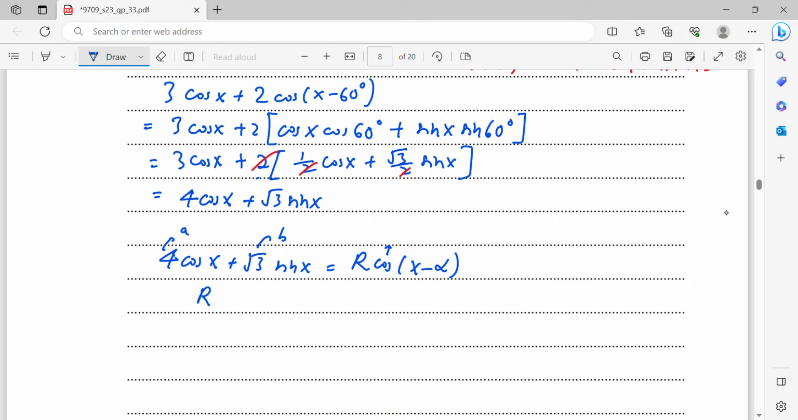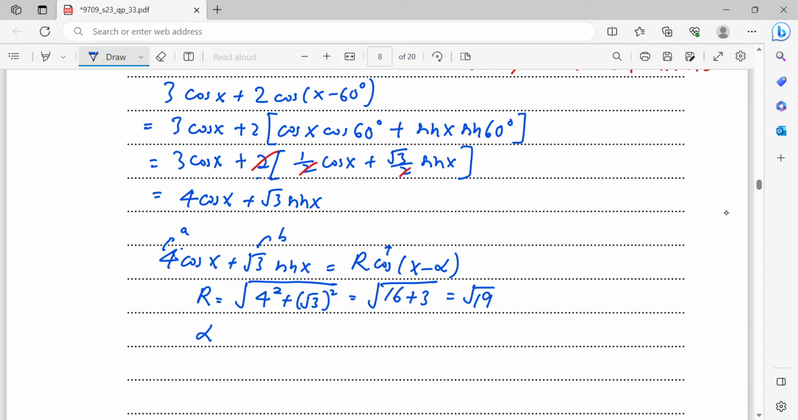So now our r is the square root of A squared plus B squared, which means 4 squared plus the square of square root 3. Then you will get 16 plus 9, sorry, this is not 9. The square of square root 3 is 3, not 9, okay? So this is plus 3. That means your r is square root 19.